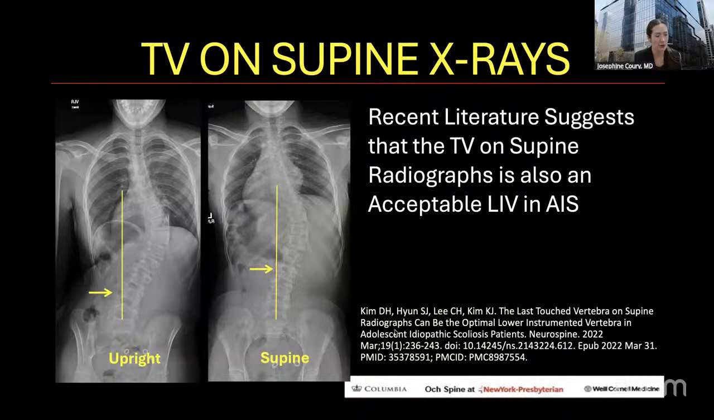So there's a study from Kim et al. in 2022 that found that when a patient lays supine and you just, rather than bending films, use supine films, look at the last touched vertebral body, that potentially can be used as the LIV as well in AIS in skeletally mature patients, not very highly skeletally immature patients. And that can be a reliable last instrumented vertebral body for patients.